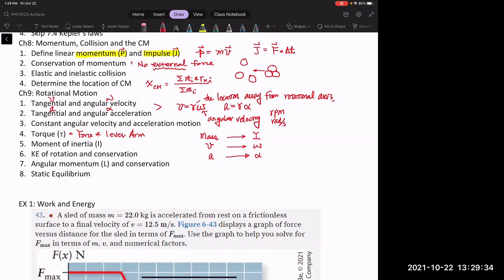Moment of inertia, we explained this a lot also in the lab. There is an equation, which is mr squared. The m is the mass, and r is the distance between the axis of rotation and the thing that is doing the rotation.